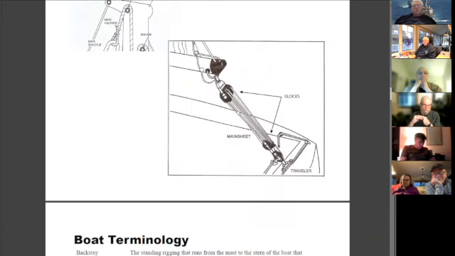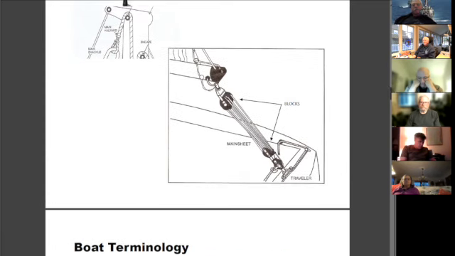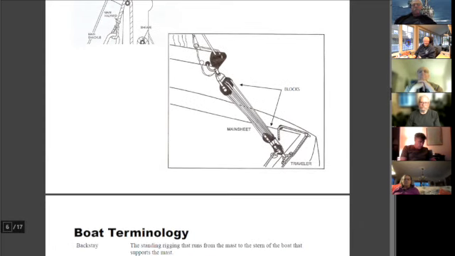And the reason that the main sheet goes through a number of blocks is that it gives you a mechanical advantage each time it goes through. It helps with the mechanical advantage so that you can control this big sail that's the mainsail without too much effort. That's a relative term, I know.